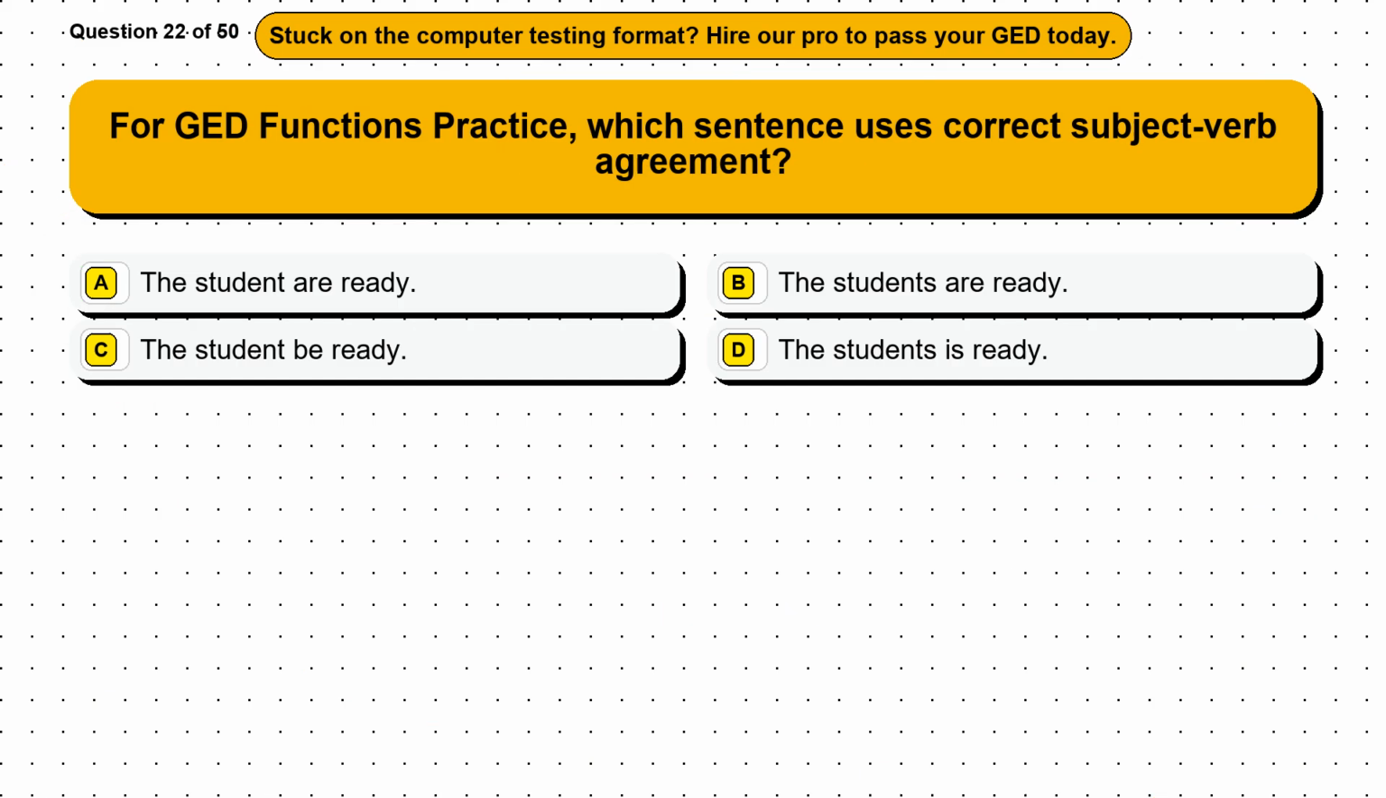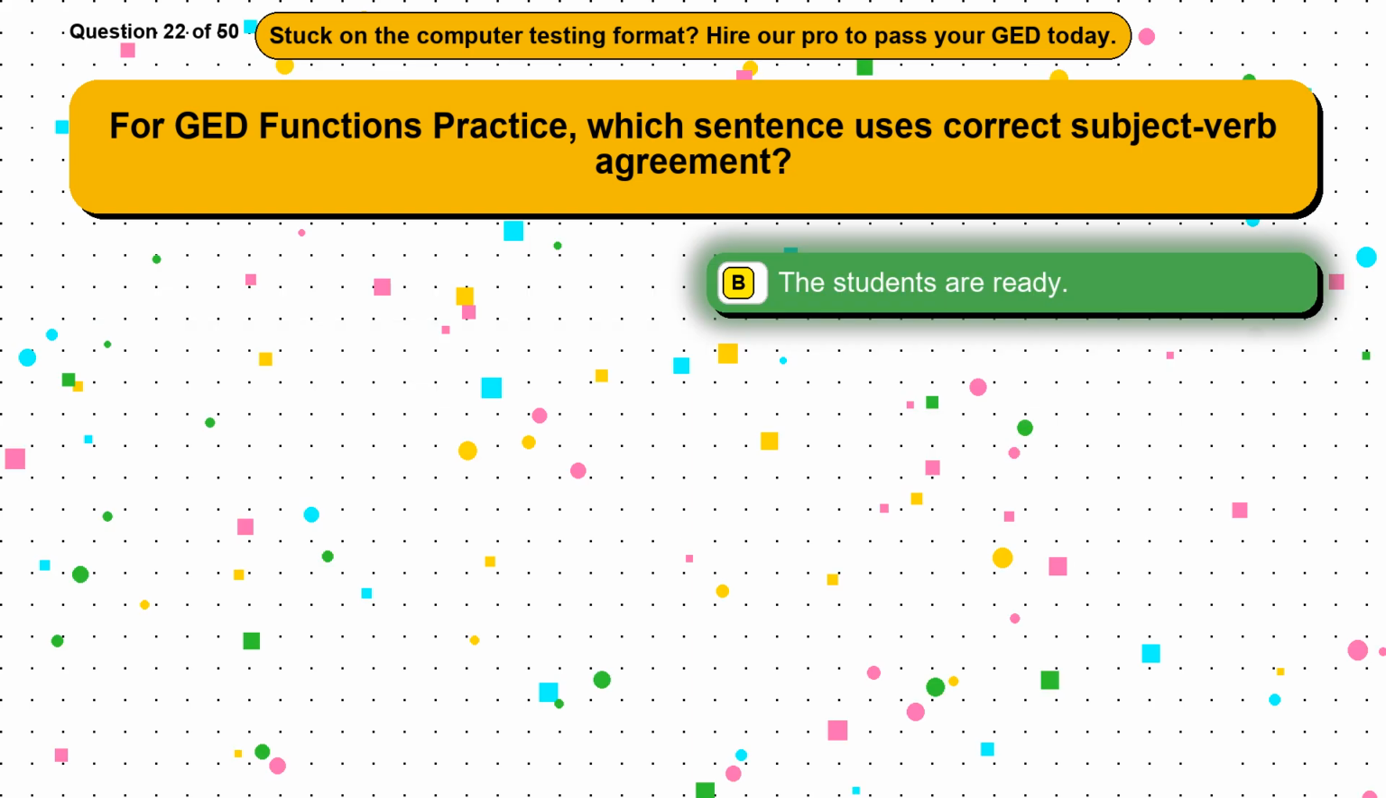Question 22. For GED functions practice, which sentence uses correct subject-verb agreement? Option A. The student are ready. Option B. The students are ready. Option C. The student be ready. Option D. The students is ready. The correct answer is option B.